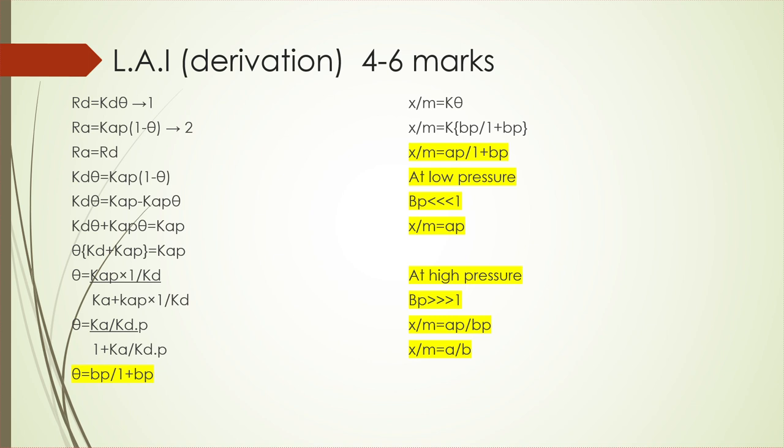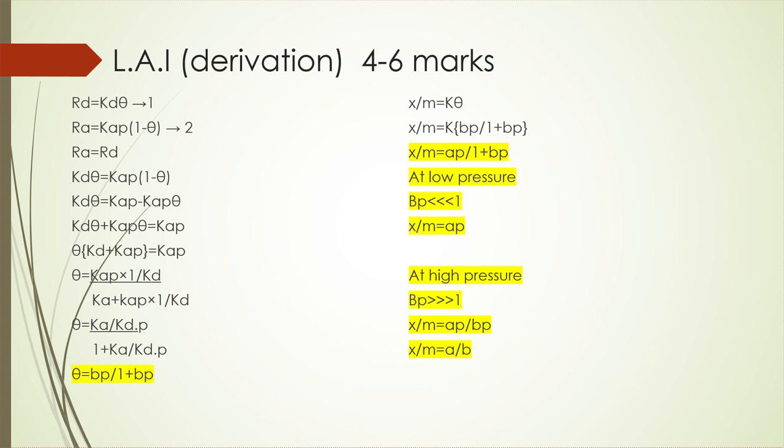Let theta be the fraction of the total surface occupied by the gas molecules at any instant. The rate of desorption from the surface is proportional to the fraction of surface occupied. Rate of desorption is denoted as RD, which is proportional to theta. With proportionality constant Kd, the equation becomes RD equals Kd theta. Let us consider this as equation number 1.